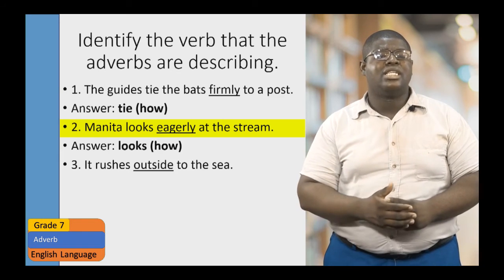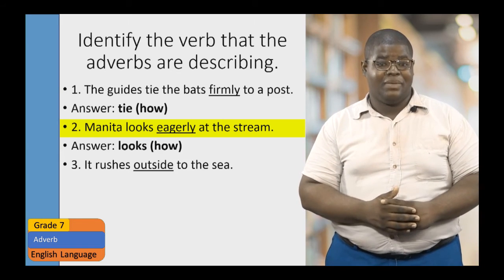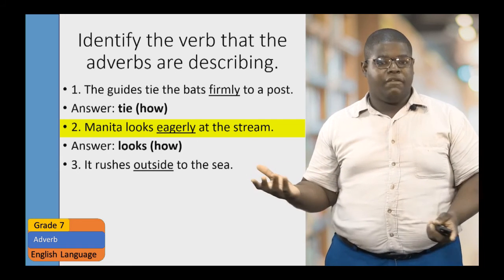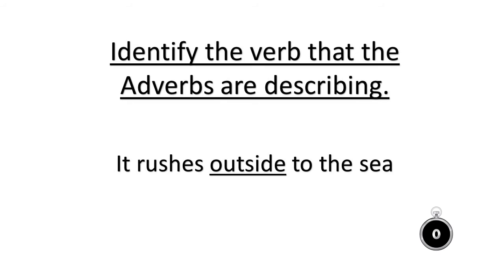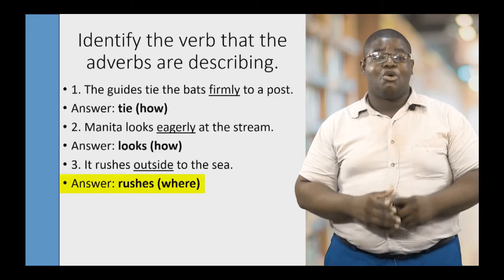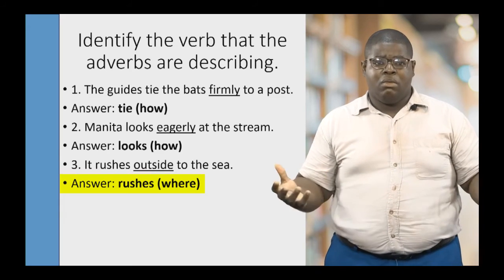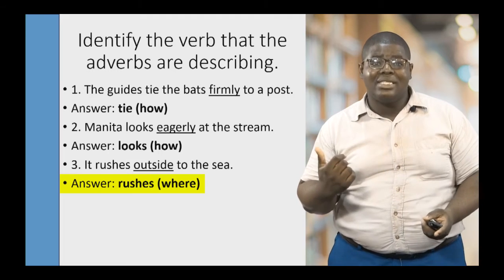Number 3, it rushes outside to the sea. We have the adverb outside modifying which verb? Rushes. And it's telling us what? Where? Where it rushes? Outside.